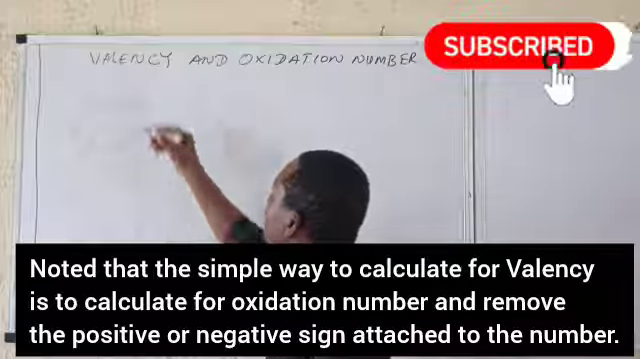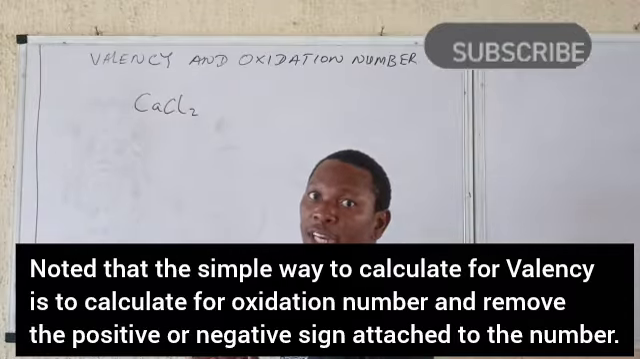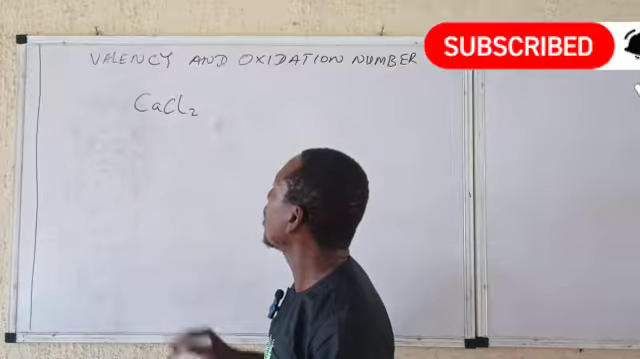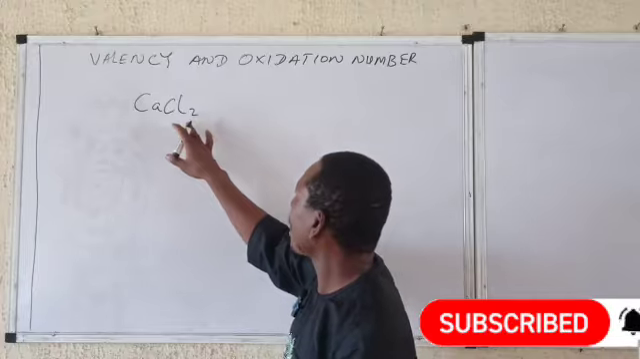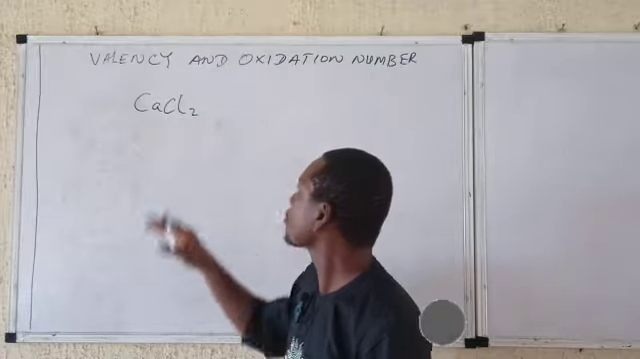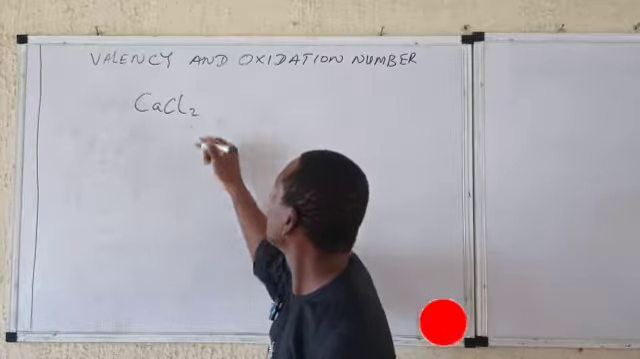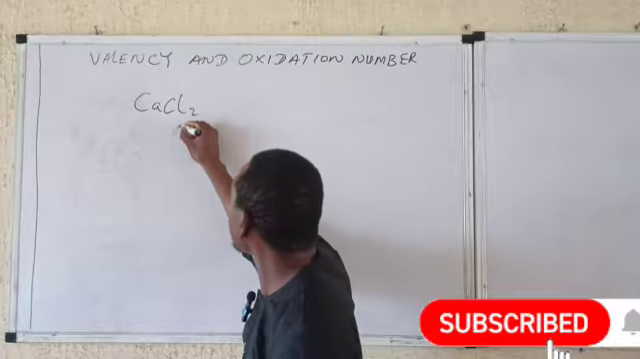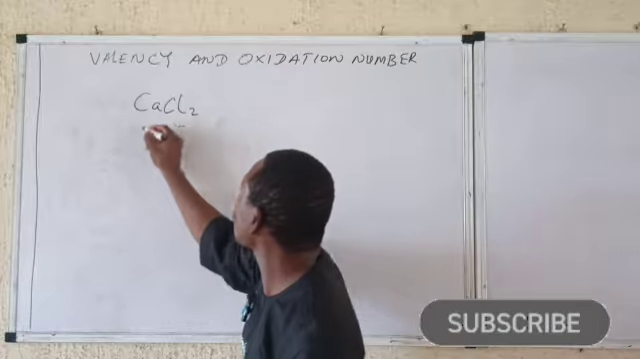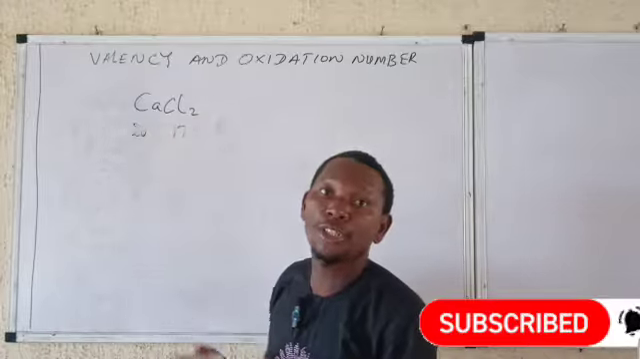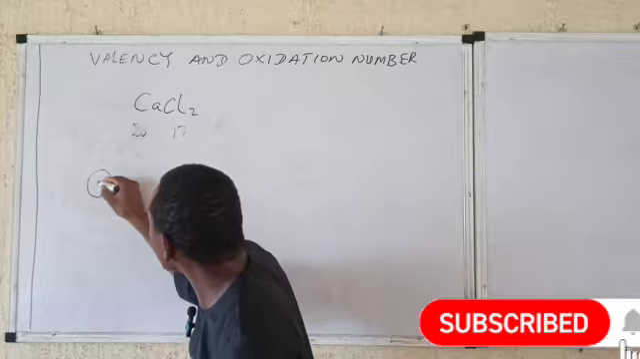So the formula for calcium chloride is CaCl2. All right. So what is the atomic number of calcium? And what is the atomic number of chlorine? We know before, or as we earlier stated, chlorine has what? 17. And calcium has 20. So let's draw the electronic structure. We'll use our previous structure.